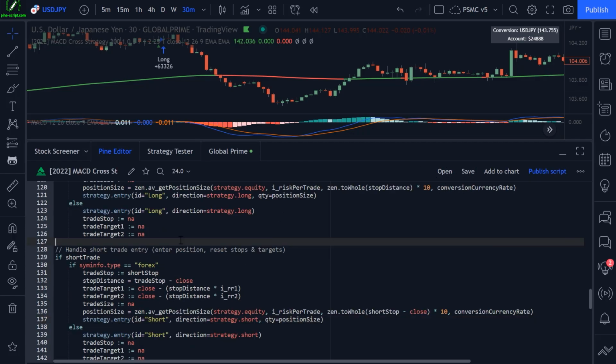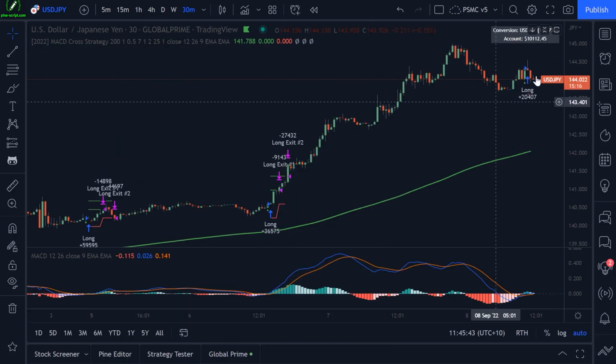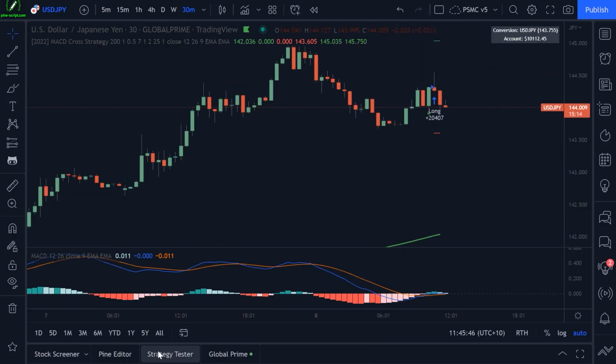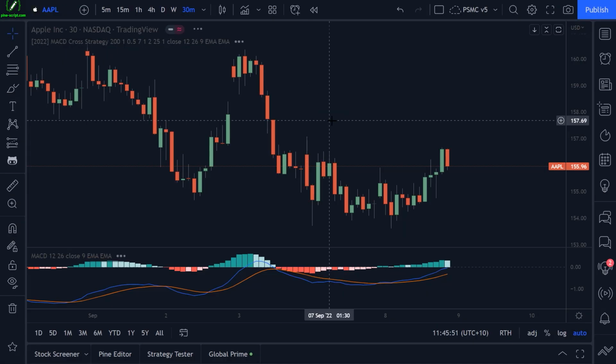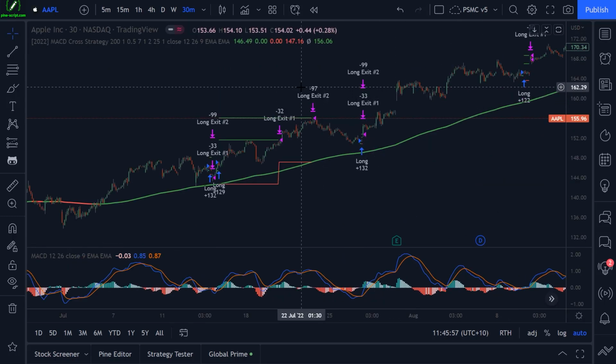So now this should work perfectly. Fingers crossed. There we go. That looks right. Here we go. Okay, so we're fixed now. Let's jump over to a stock market really quick to make sure that it's still taking trades there. There we go. So everything's okay.